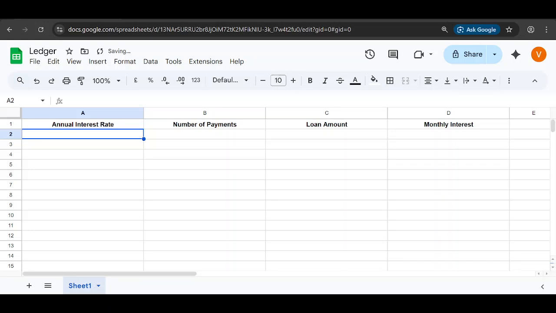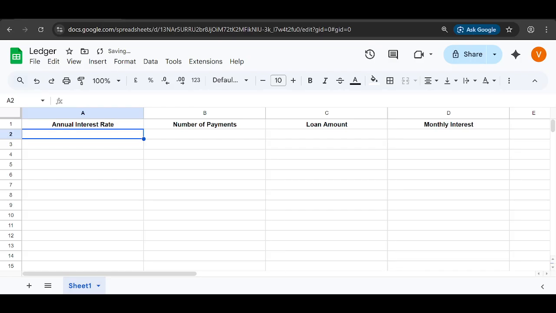In today's video, I'm going to teach you how to use the PMT function in Google Sheets. If you've ever wondered how to quickly calculate a loan's monthly payment, the PMT function does the heavy lifting for you. It takes your annual interest rate, the total number of payments, and your loan amount, and returns the payment you'd make each period, in our case, each month.